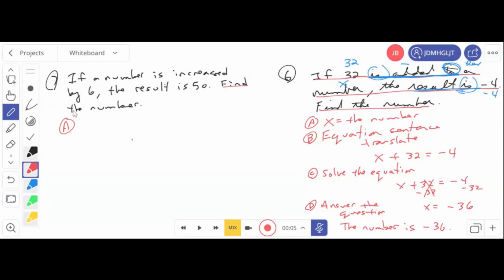We're told to find a number, so that's what we're looking for. I'm going to call my variable x, and x will represent the number. Again, this is an important step, very important. You'll see why probably today. If not, you'll definitely see on Thursday why A is a very important step. Then B is find the equation sentence.